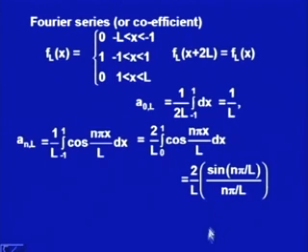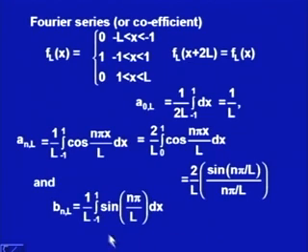Now, what will be the coefficient b_n? b_nL would be 1 upon L integral from minus 1 to plus 1 of sin(n pi x over L) dx. Now, you see this function is an odd function, so this integral should be 0. So, we finally get a Fourier cosine series for this function. And what will be its amplitude?